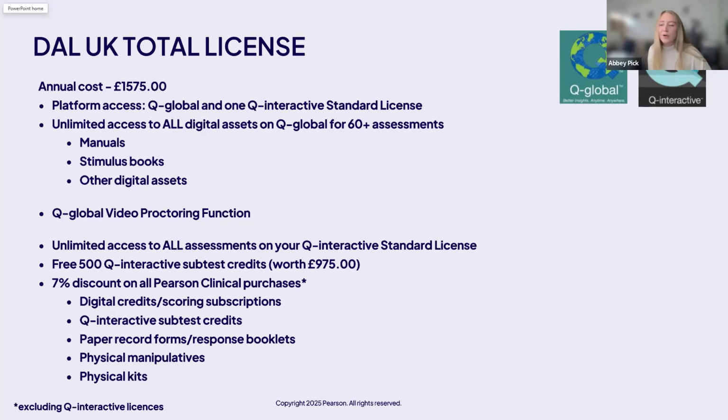So you're getting a really great deal by choosing this option, as the total license costs £1,575 with the free 500 subtest credits. And of course, this includes the same 7% discount on any of the additional purchases, including the report credits, scoring subscriptions, Q Interactive subtest credits, any paper forms, physical manipulatives, and physical kits.